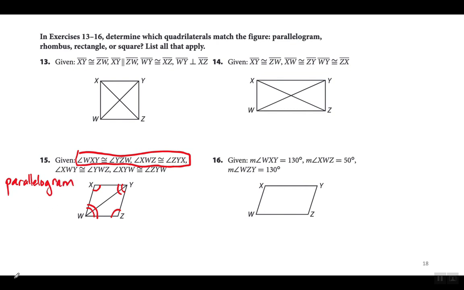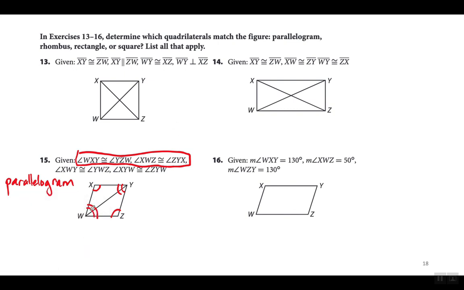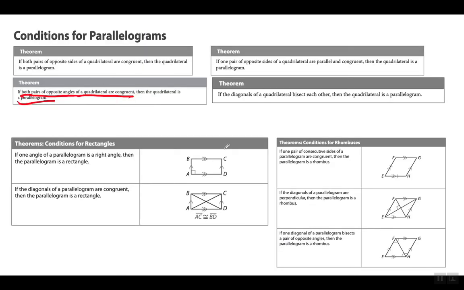Okay, now after that, it says that angle XWY is congruent to angle YWZ, and angle XYW is congruent to angle ZYW. In other words, let me use a different color. They're saying that this angle is congruent to this angle, and this angle is congruent to this angle. So that means they're talking about this condition right here. If one diagonal of a parallelogram bisects a pair of opposite angles, then the parallelogram is a rhombus.